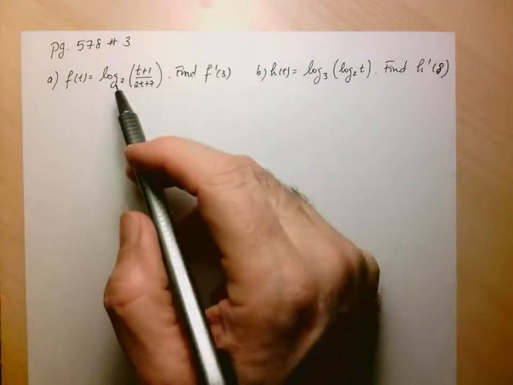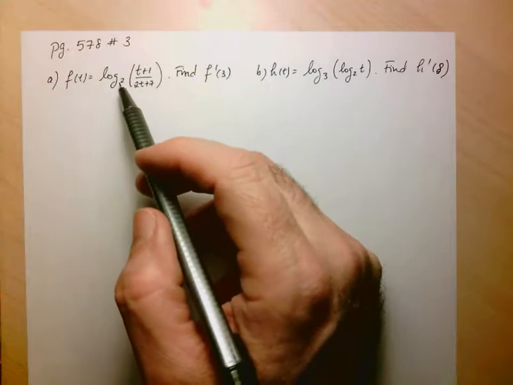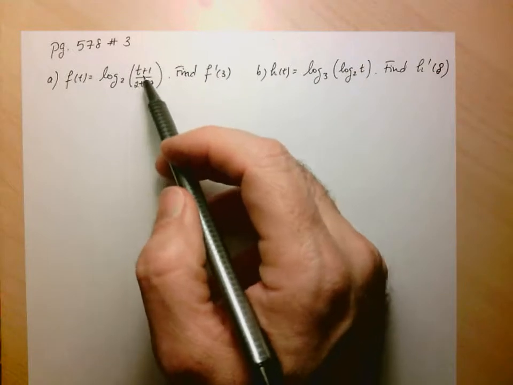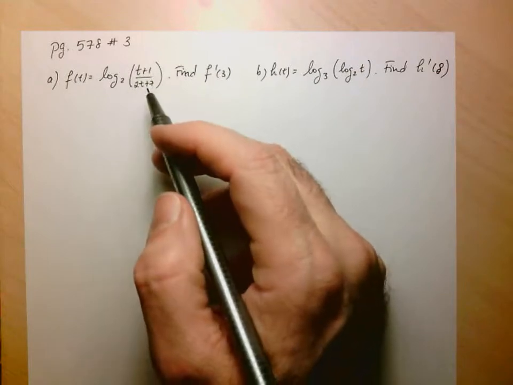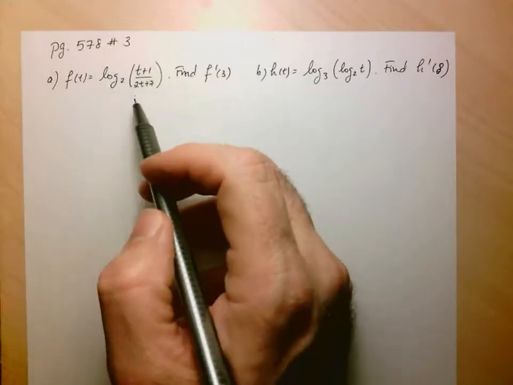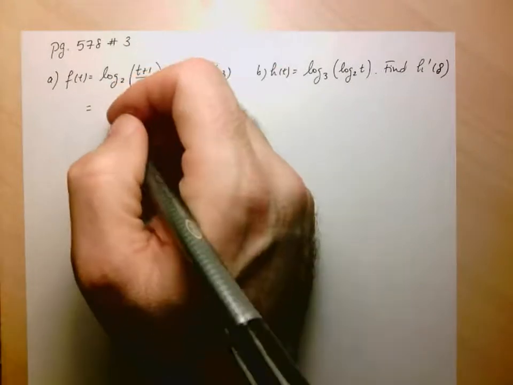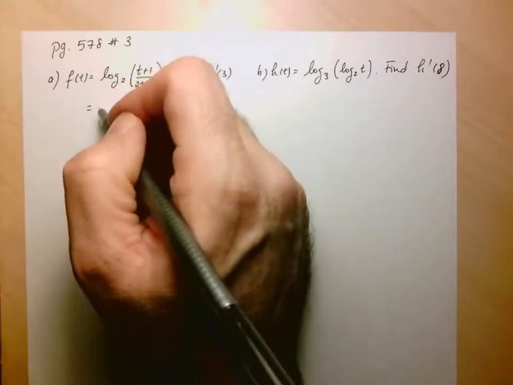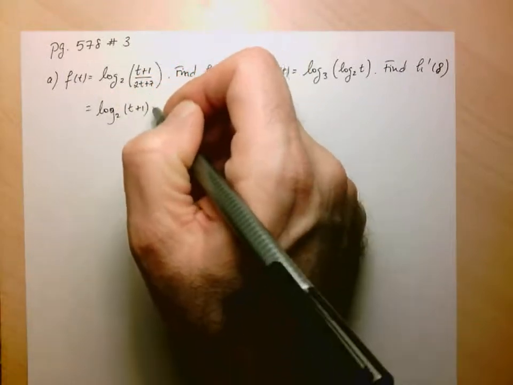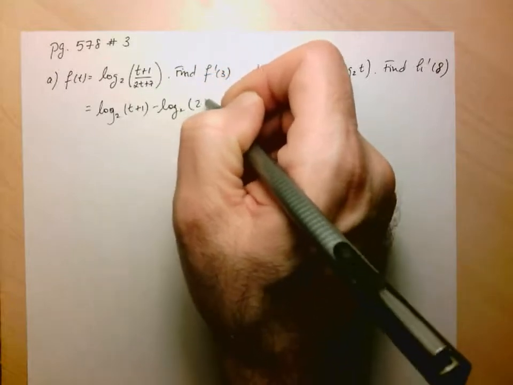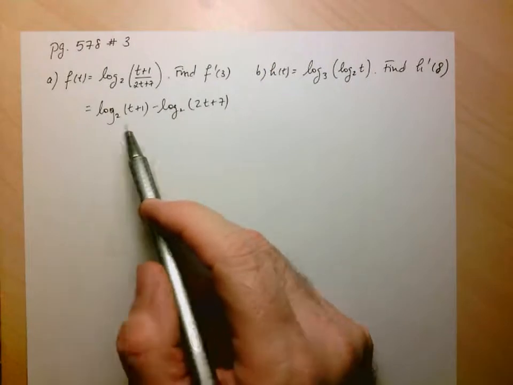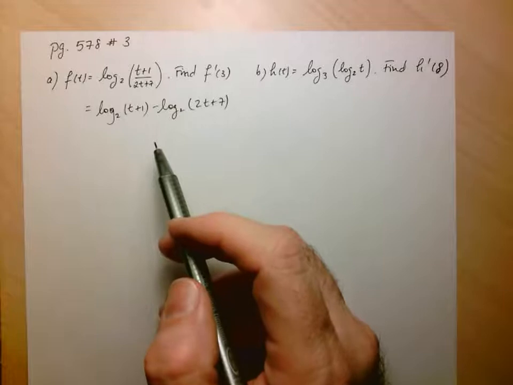Now there's a couple of ways you can find the derivative of this function. One thing you can do is use the chain rule, make this whole thing your u, and then when you're finding the derivative of u, use the quotient rule. But I'm going to try to save myself a bit of time here because I notice that I have the logarithm of a quotient, and we know that a logarithm of a quotient can be written as the difference of the two logarithms. So I'm going to rewrite this as log base 2 of t plus 1 minus log base 2 of 2t plus 7. Okay, and then I have a much easier derivative to find because I don't actually have to use the quotient rule.